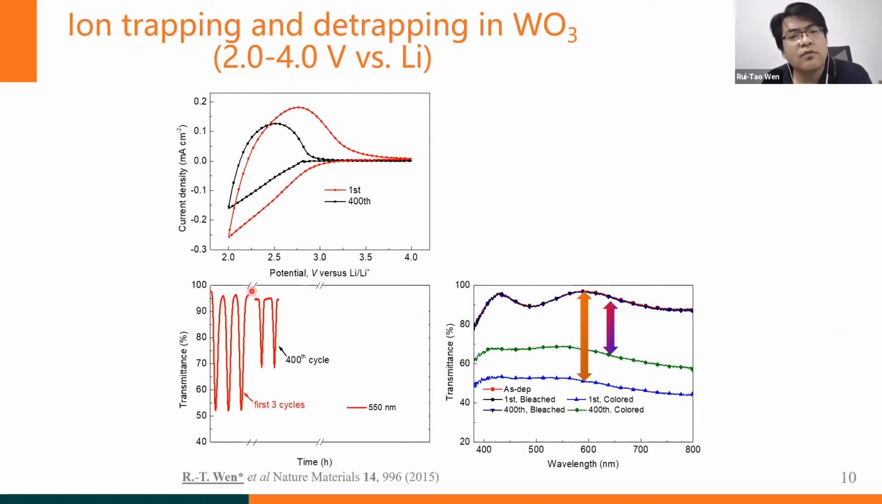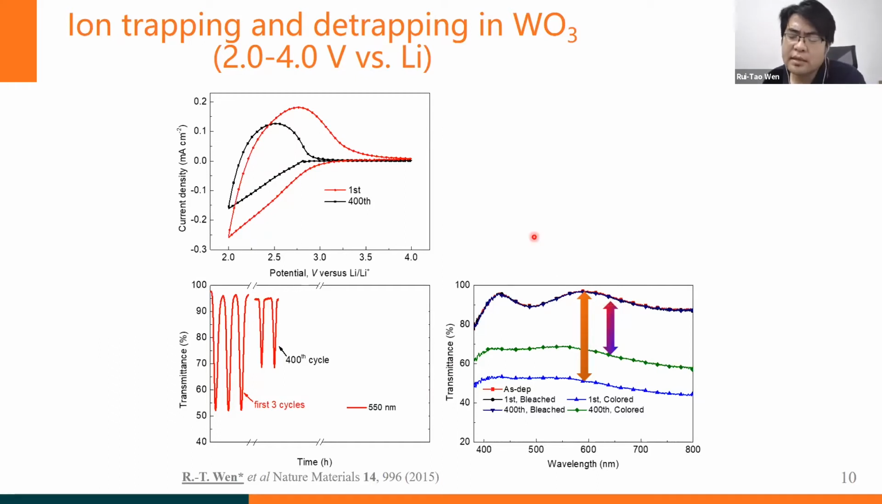After 400 cycles, as you can see, the CV curves shrink a lot, which means the device lost part of its performance. The optical modulation is now only from 100% to 70%, so about 20% of the optical modulation is lost. That applies to the full visible light range. We take the spectrum from 400 nanometers to 800 nanometers, and after 400 cycles we see the optical modulation degrading.